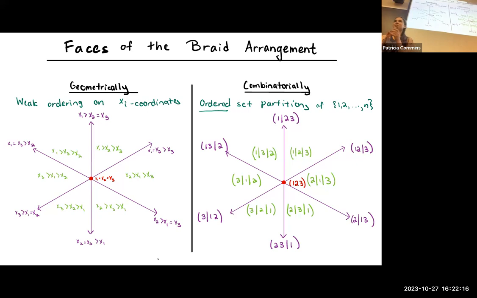And combinatorially, we can think about this in terms of ordered set partitions. So there's a map taking these weak orderings into ordered set partitions by putting, when two coordinates are equal, them within the same block, and then ordering the blocks by which coordinates are the largest. So this ray gets mapped here because x2 is the biggest and x1 equals x3. And a lot of other reflection arrangements have some combinatorial interpretations as well.